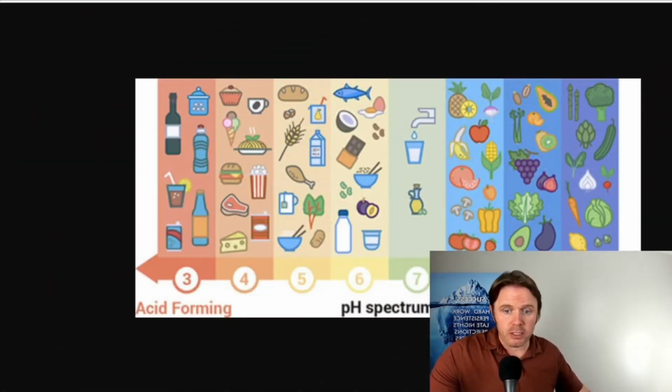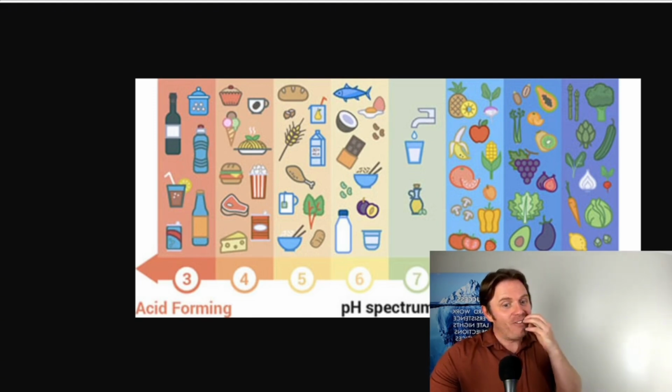Not good, right? Part of the reason why sugar destroys your teeth, for instance, is because it feeds a lot of the Streptococcus mutans bacteria in your mouth, and that causes an acid byproduct. That acid then will wear away at the enamel.